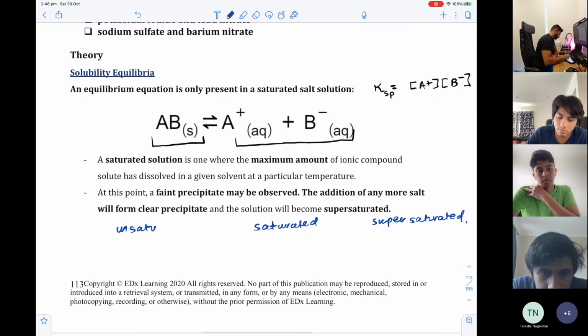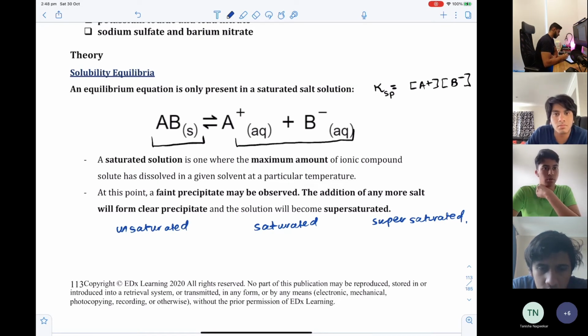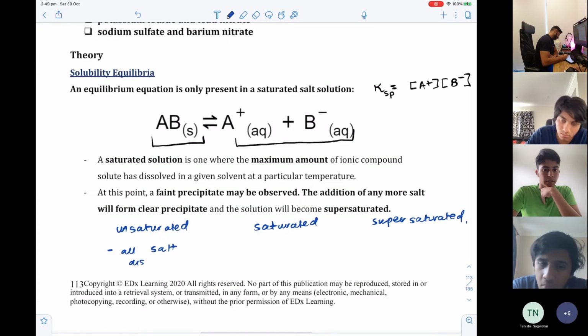Yeah, so for an unsaturated solution, that means that all ionic compound has gone into solution, but there is still ability for the solution to dissolve the compound. Good. Saturated is when the solution can no longer dissolve an ionic compound in that.